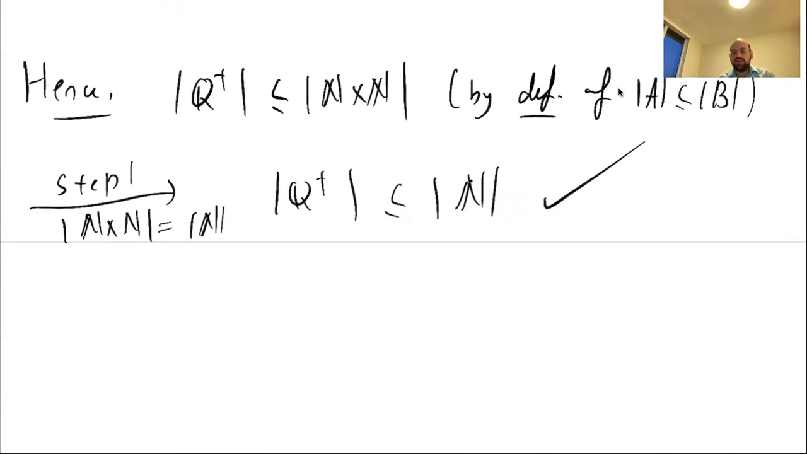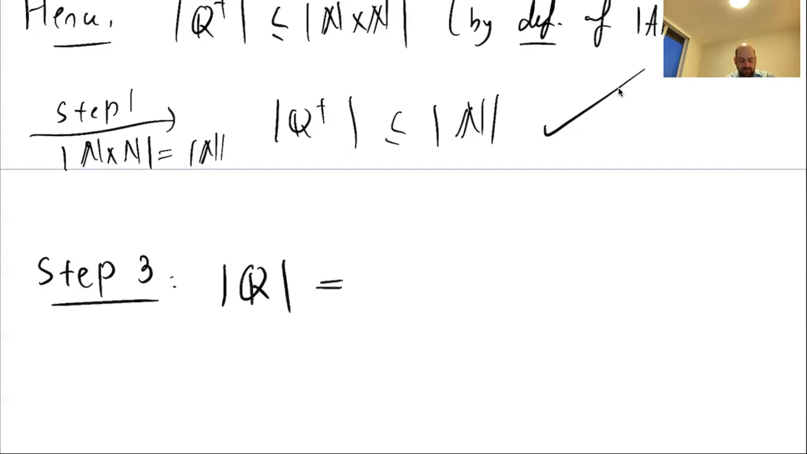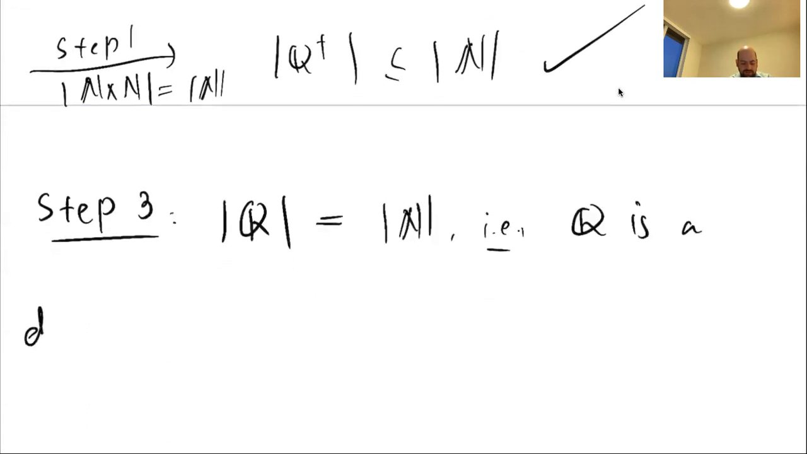We also showed that cardinality of N is less than or equal to cardinality of Q plus. And that means cardinality of Q plus is the same as cardinality of N. So this was maybe the main step. Now step 3, the final result: cardinality of Q is equal to cardinality of N, i.e., Q is a denumerable set.